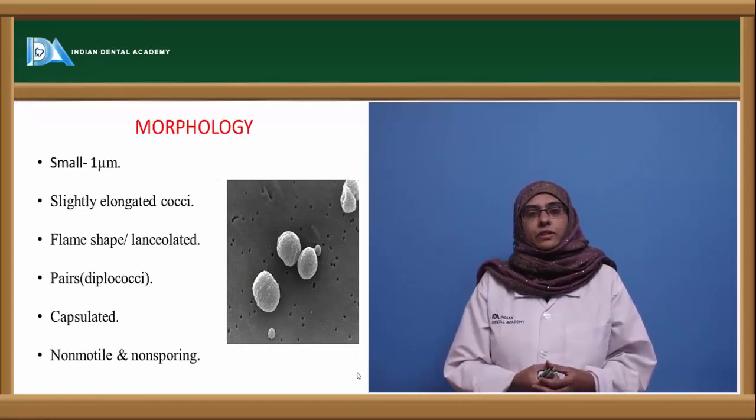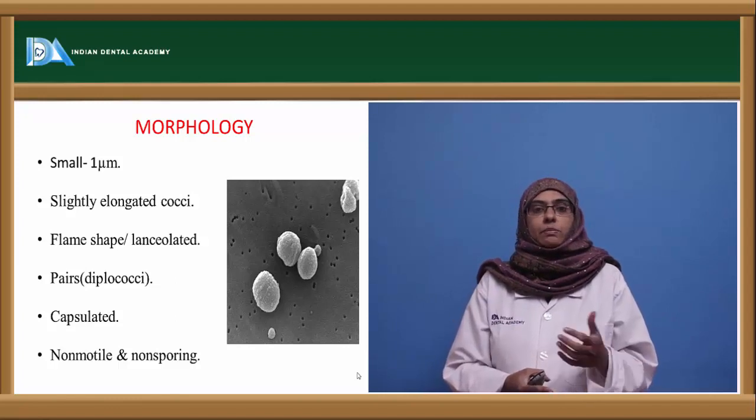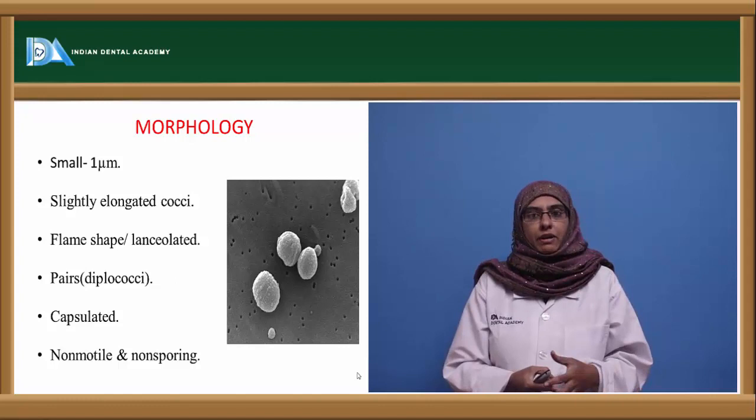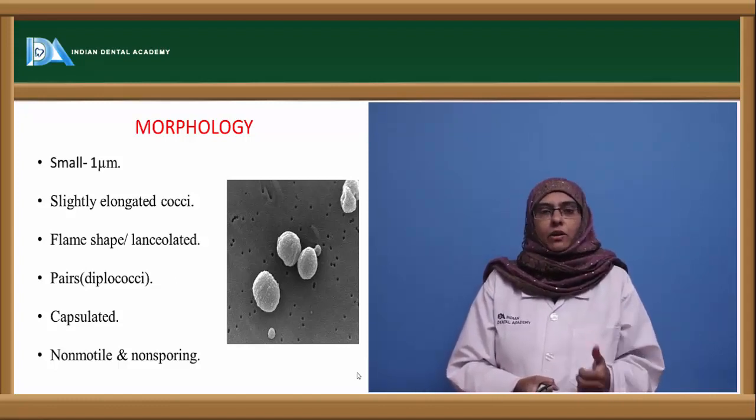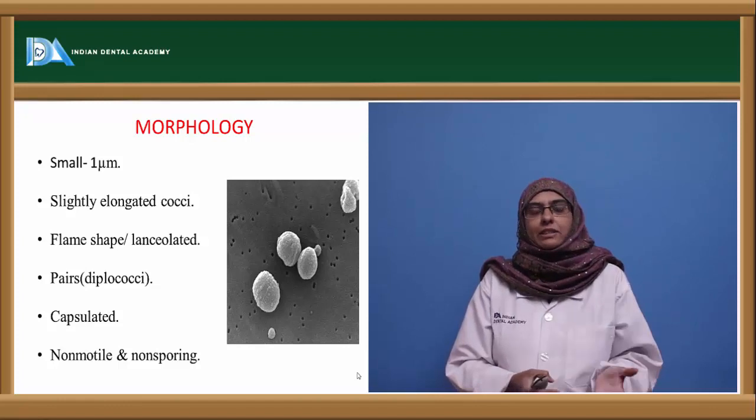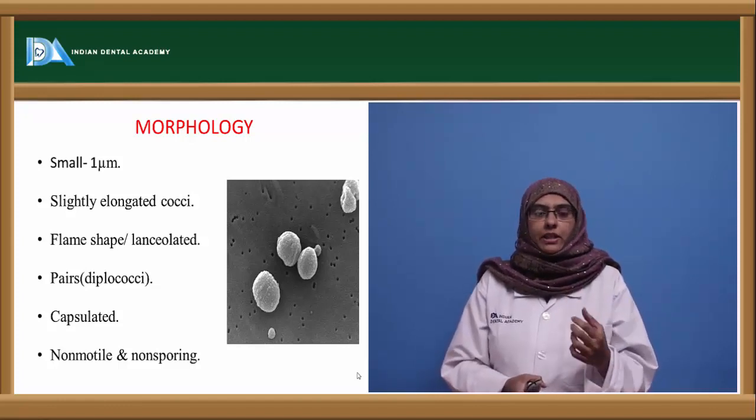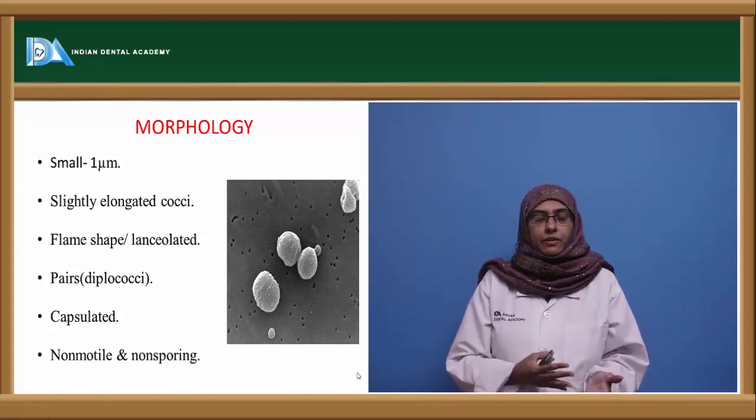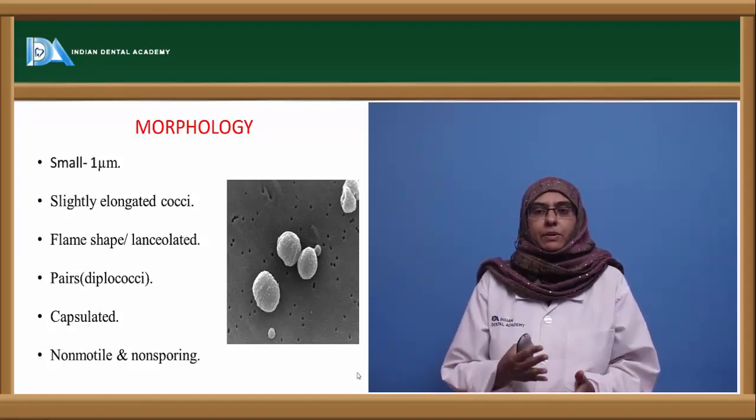Coming to the morphology of this organism, these organisms are very tiny, showing a typically small cell appearance, measuring about 1 micrometer in diameter, and are slightly elongated cocci. That is, they are not completely spherical, but have one end which is pointed, whereas the other end is broad. So they appear in a lanceolate or flame-shaped form.